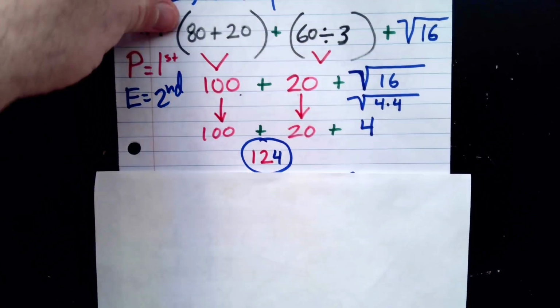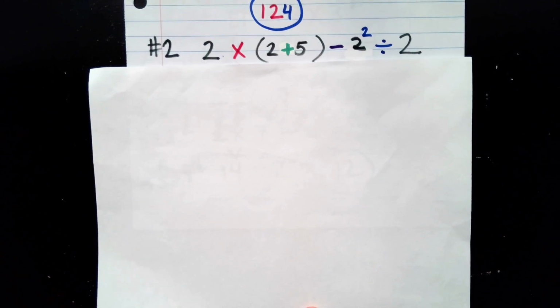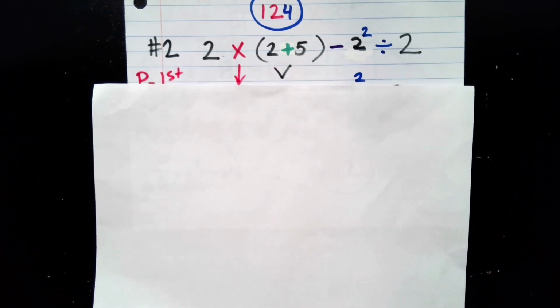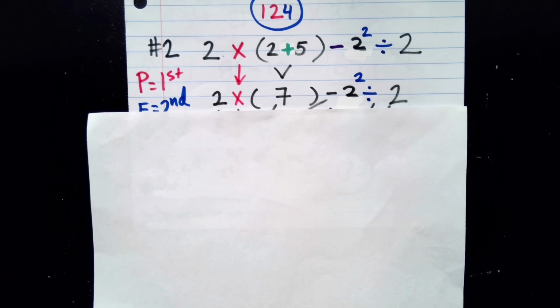All right, let's take a look at another example I have here for you. Problem number 2. Set this up so you can see this here. 2 times parentheses 2 plus 5, close parenthesis, minus 2 to the second power divided by 2. So order of operations, please excuse my dear Aunt Sally. The first thing you want to do are parentheses. So 5 plus 2 is 7. And everything else I'm just going to rewrite. The 2, the times, minus 2 to the second power divided by 2.